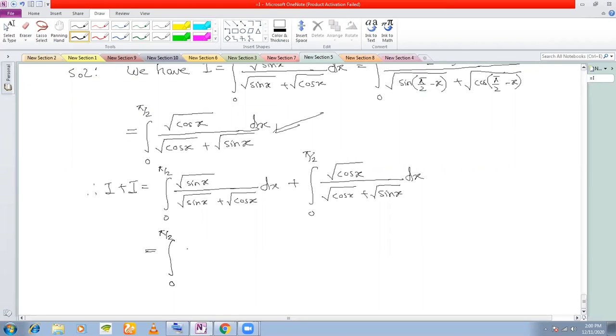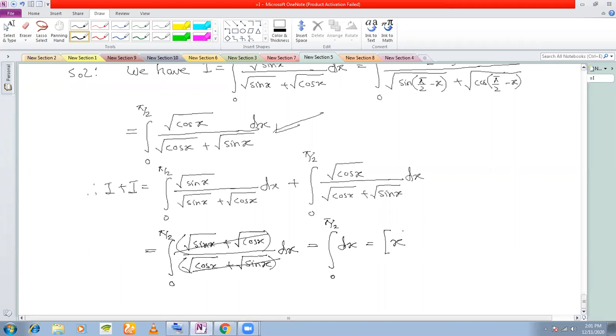Integral 0 to pi by 2, root sin x plus root cos x divided by root cos x plus root sin x dx. Are we going to get this if we combine? Then this and this will cancel. You're only going to get integral 0 to pi by 2 of 1 dx, which is nothing but x evaluated between 0 to pi by 2, which is pi by 2 minus 0, which is simply pi by 2.